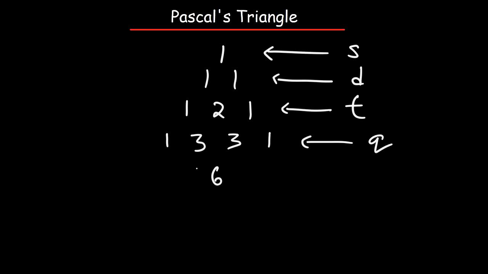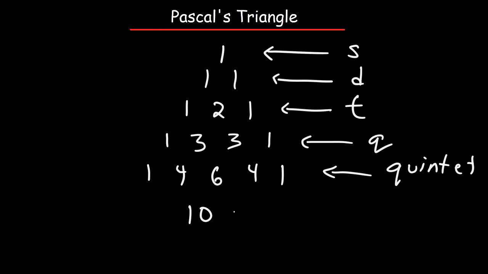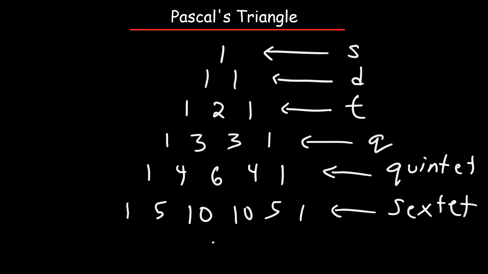3 plus 3 is 6, 1 plus 3 is 4, 3 plus 1 is 4, and now we have the intensity ratio for a quintet. Now 4 plus 6 is 10, 6 plus 4 is 10, 1 plus 4 is 5, so this gives us the intensity ratio for a sextet. 10 plus 10 is 20, 10 plus 5 is 15, 1 plus 5 is 6, and so now we have the intensity ratio for a septet.